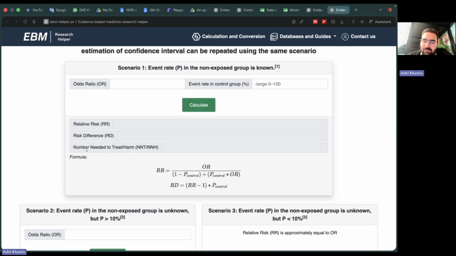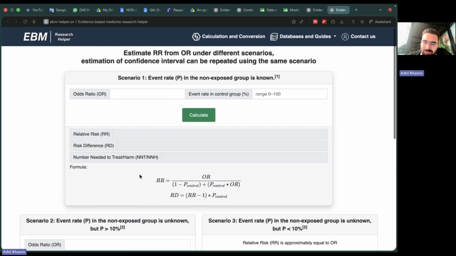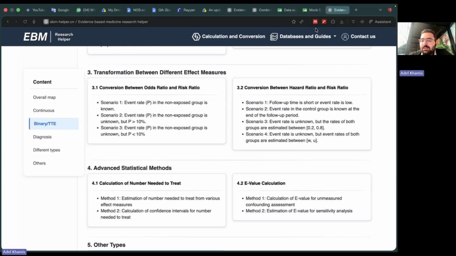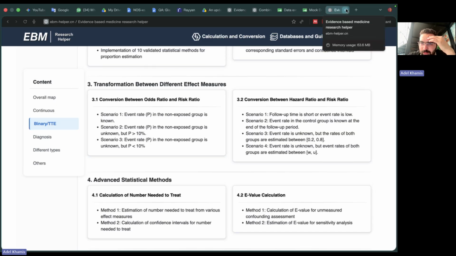How many patients you need, either for the intervention that you have to make an effect on people, and how many you need for this risk factor to really affect the people and harm them. This is actually what it really means. So yeah, these are the things you need to know about the data conversion and so on.